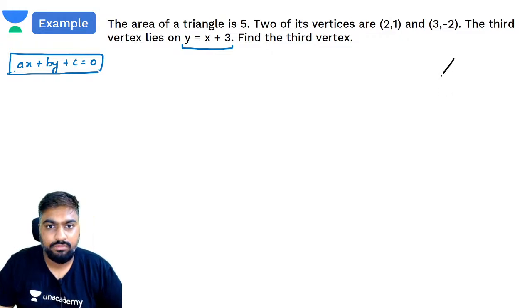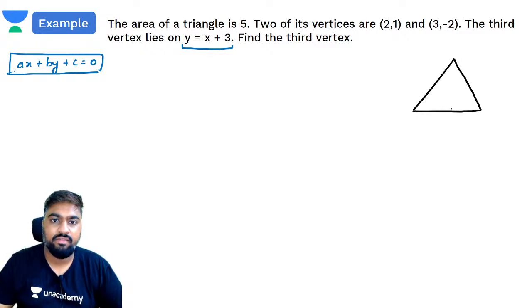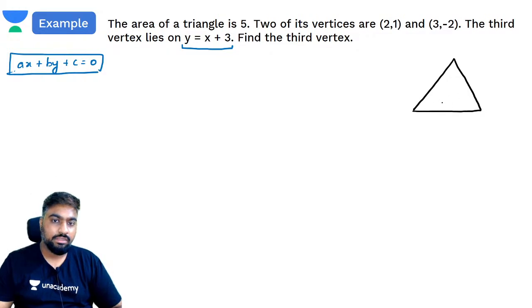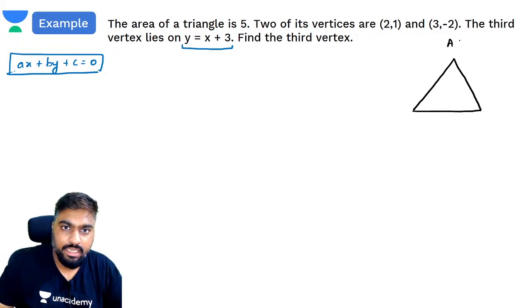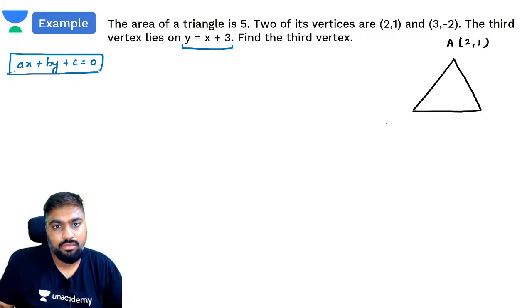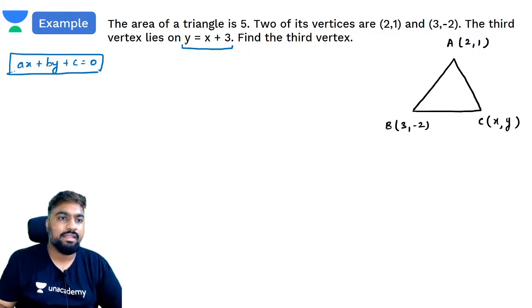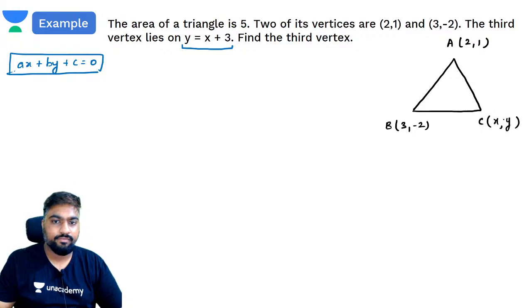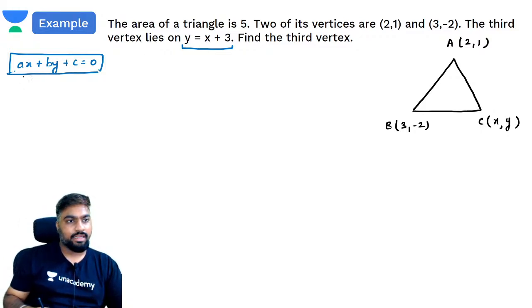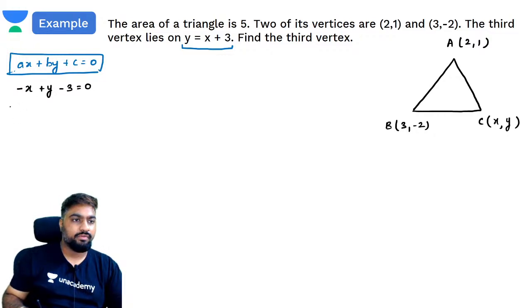ये आपका ट्रायंगल है, इसका एरिया आपको दे दिया है, they've given the area of this as 5. Yes, if I consider this point A as 2,1, point B as 3, -2, पॉइंट C नहीं है, उसको x, y ले लो, यस थर्ड वर्टेक्स लाइज ऑन द लाइन y इज इक्वल टू x प्लस 3, या तो इसको अपन कैसे लिखेंगे, राइट दिस एज -x प्लस y माइनस 3 इज इक्वल टू 0, दिस विल बी द स्टैंडर्ड फॉर्म ऑफ द लाइन.